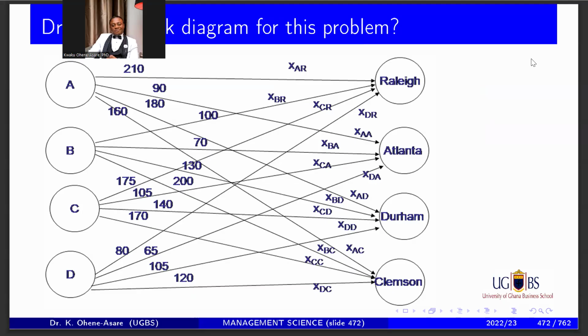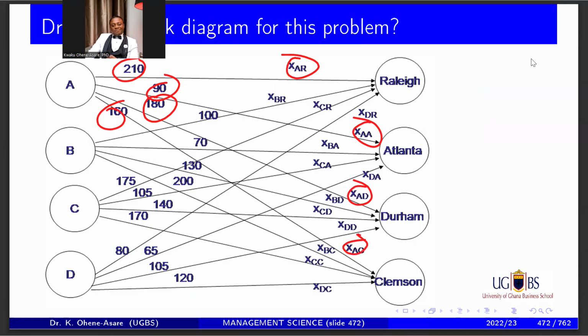Okay, so now you've done the drawing and you need to write the objective function. It's the same thing. You take the 210, multiply it by this. You take the 90, multiply it by that. You take the 180, multiply it by this. And you take the 160, multiply it by that. And then when you're done, come to the next one.